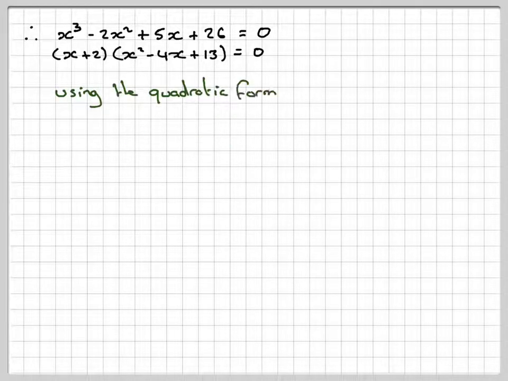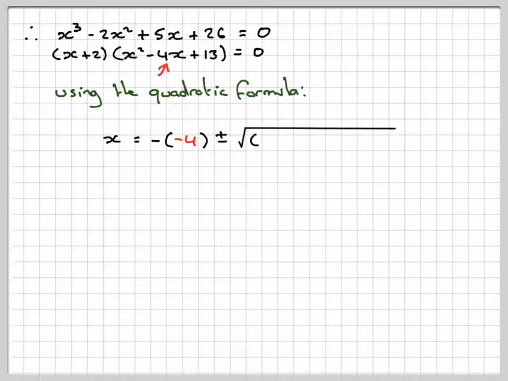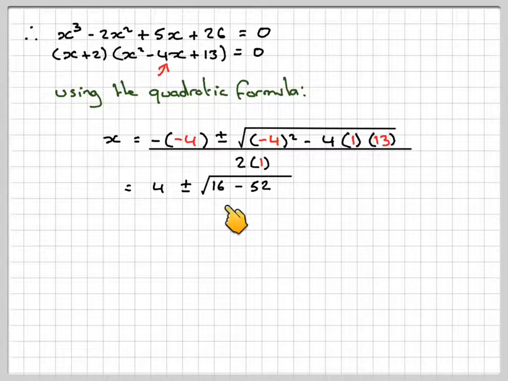So, using the quadratic formula, if it does factorise, try to factorise it, because we could have 3 real roots, but in fact we do actually have 2 complex roots in this situation. So using the quadratic formula, x will be equal to minus b, which is 4, plus or minus the square root of b squared, which is 16, minus 4 times 1 times 13, which is minus 52, all over 2 times 1.